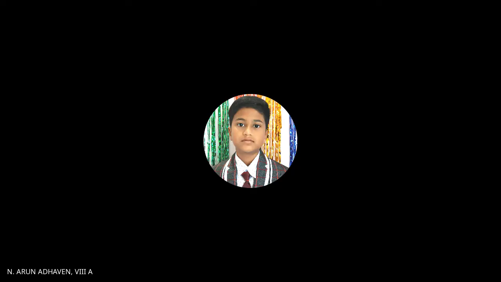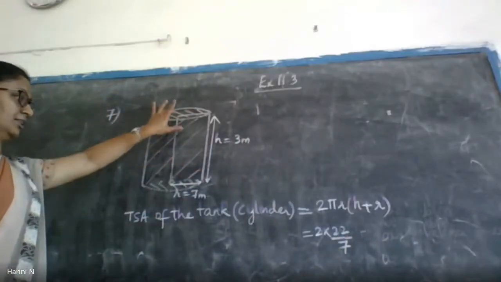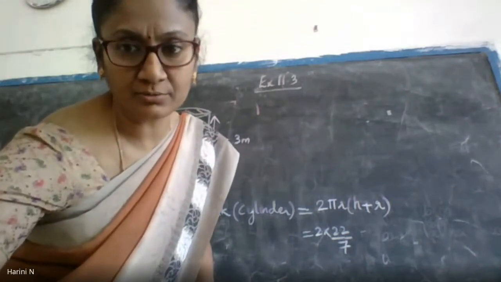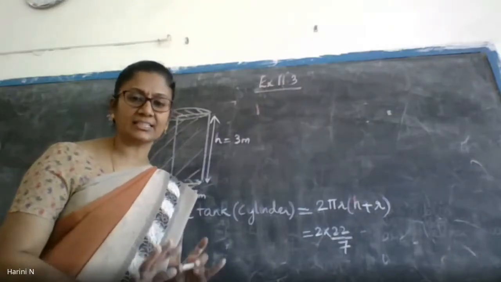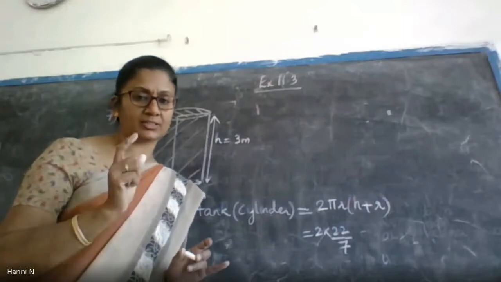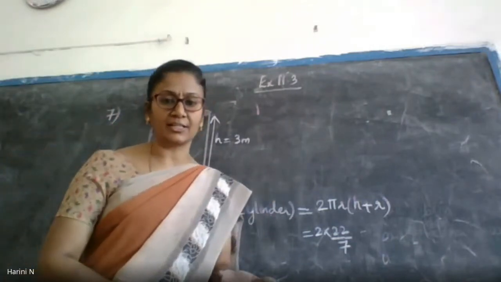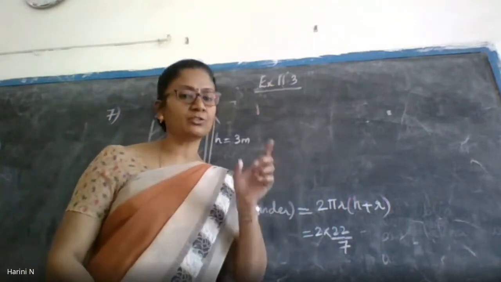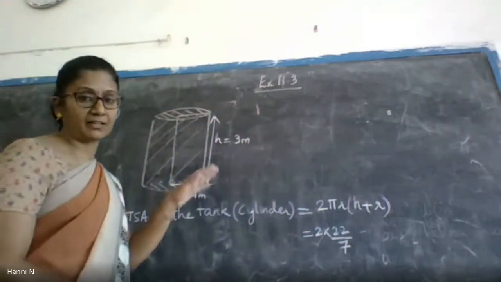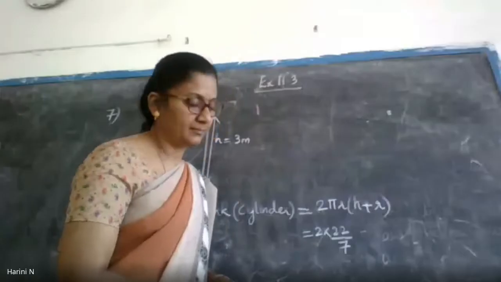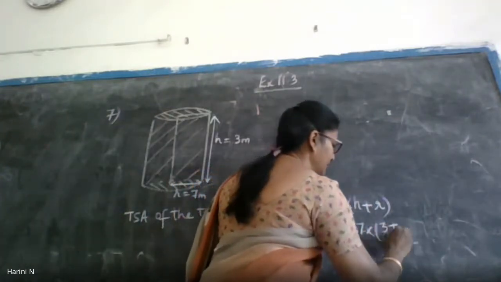Ma'am, for TSA, we will include the top surface also, no, ma'am? Yes, it is closed. So that is why total surface area: the curved surface, the top and the bottom. What is the doubt, Arun? Ma'am, because closed means I thought only closed on the bottom. No. A container itself will have a bottom. Otherwise, it is not at all a container. Whatever you pour will go out. So a container means you should understand the bottom alone is there. When they are specifying closed, it means there is a lid which will cover the top. Okay. Clear?